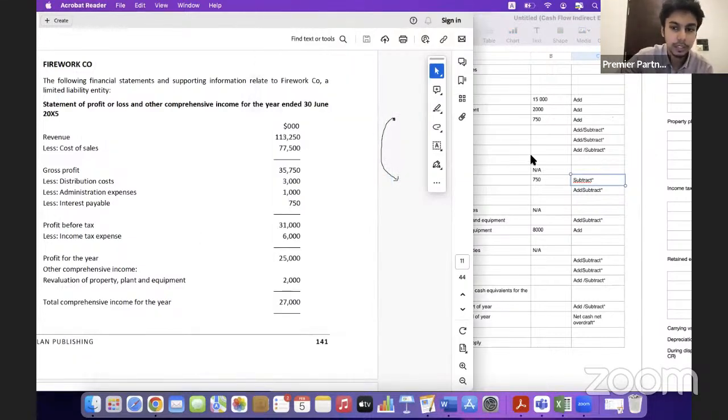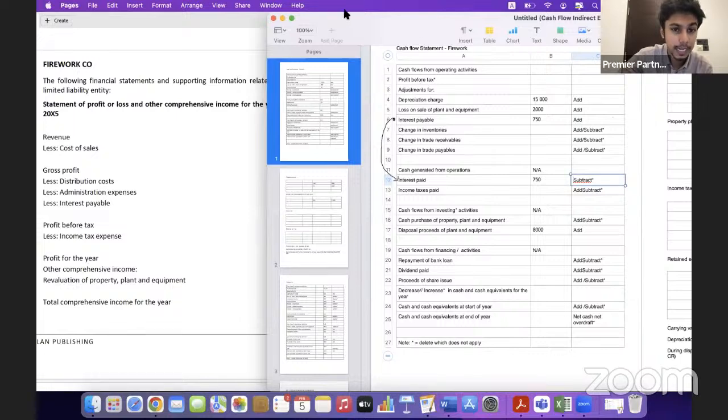Profit before tax 31,000. Profit before tax is the starting point, guys, of the cash flow statement. So let me mark it over here, 31,000. Done. Okay, then guys, next part.